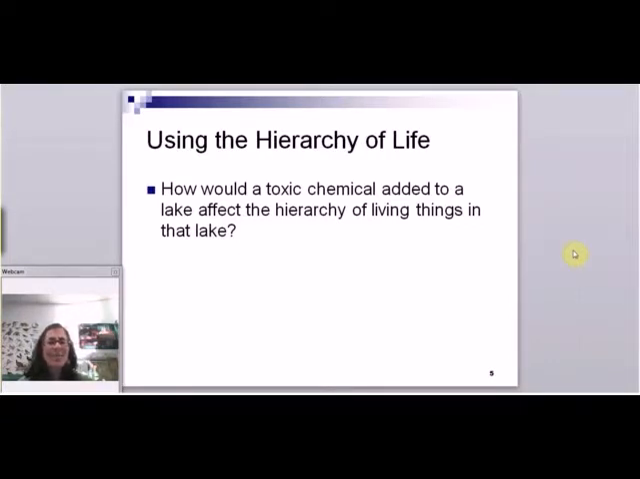The example question is: how would a toxic chemical affect the hierarchy of living things? That's the approach you would take in trying to understand what might happen if there was an environmental contaminant. An example that many people have heard of is a chemical called DDT, which used to be used as a pesticide. It was a molecule made out of atoms, and they understood the chemistry of it really well, at the atom and molecule level.